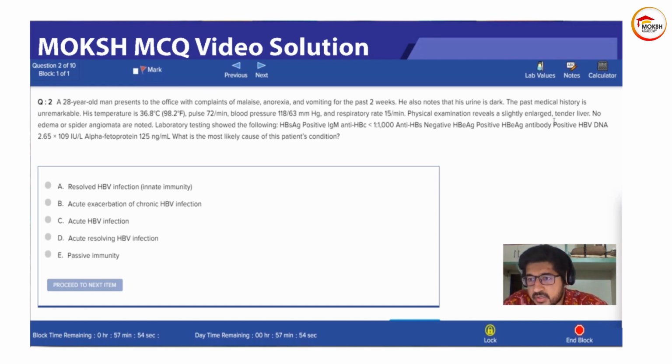Physical examination reveals a slightly enlarged tender liver. No edema or spider angiomata are noted. Laboratory testing showed the following: HBsAg positive for IgM, anti-HBc is less than 1:1000, and anti-HBs is negative. HBeAg is positive. HBeAg antibody is positive. HBV DNA is 2.65 into 10 to the power 9 units per liter, and alpha fetoprotein is 125. Which of the following is the most likely cause of the patient's condition?